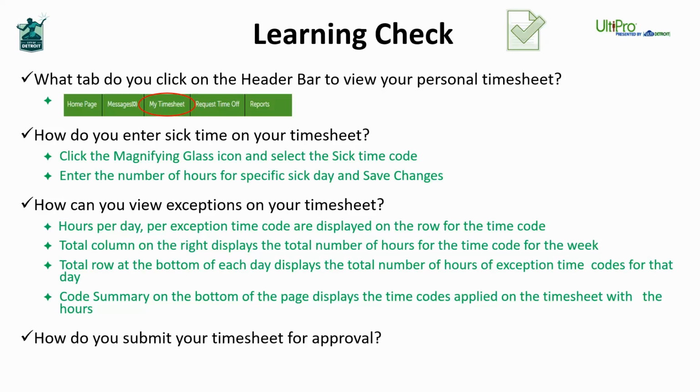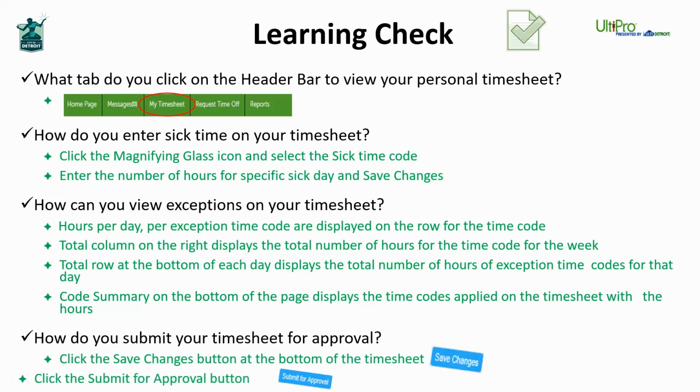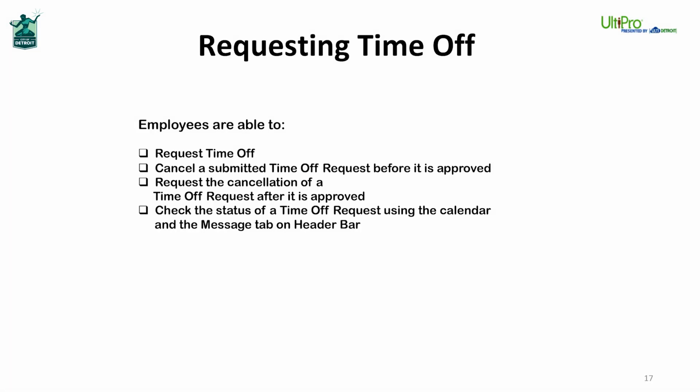How do you submit your timesheet for approval? If there have been any exceptions, click Save Changes at the bottom of the timesheet, and then click the Submit for Approval button at the bottom of the timesheet as well. And now we'll move to requesting time off.